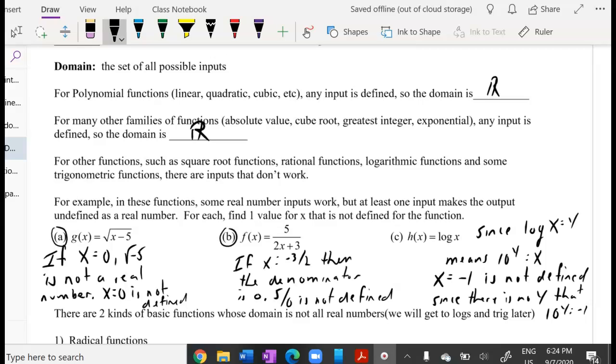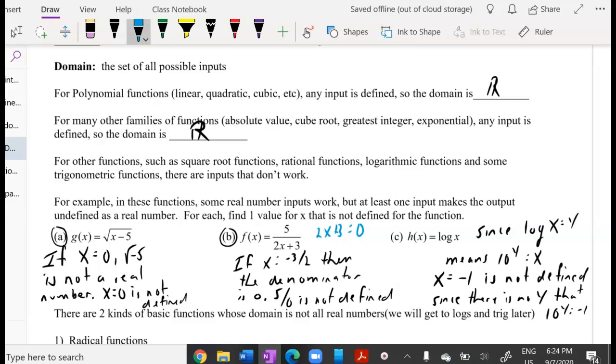For B, I picked the only thing that I could, and basically the way I found that is I said, well, I know that this denominator can't be 0, so if I say 2x plus 3 equals 0, that number for x that solves that equation, that's not allowed. That's going to be a 0 in the denominator. So if you solve that, subtract 3 divided by 2, that's where you get the negative 3/2.